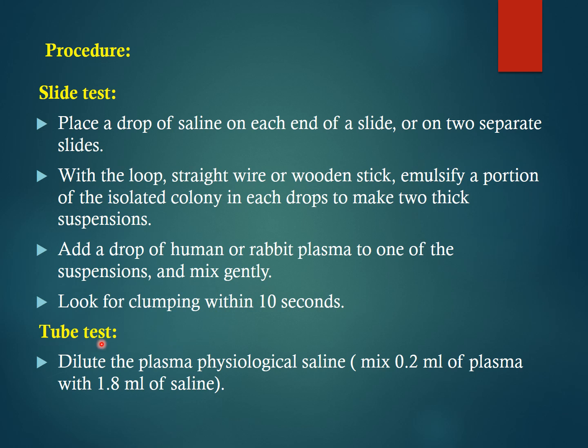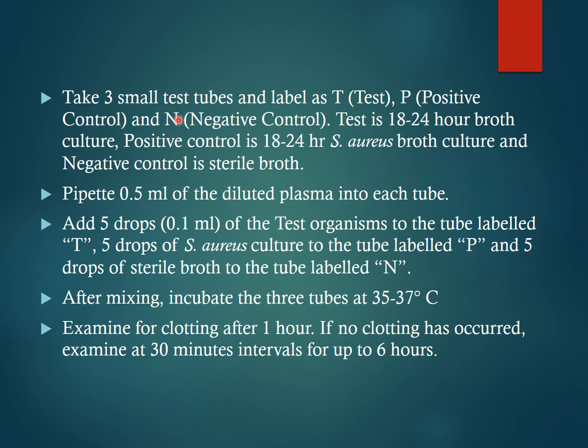In tube coagulase test, dilute the plasma in physiological saline, that is, mix 0.2 ml of plasma with 1.8 ml of saline. Then take 3 small test tubes and label as test, positive control and negative control. Test is 18 to 24-hour broth culture. Positive control is Staph aureus broth culture and negative control is sterile broth.